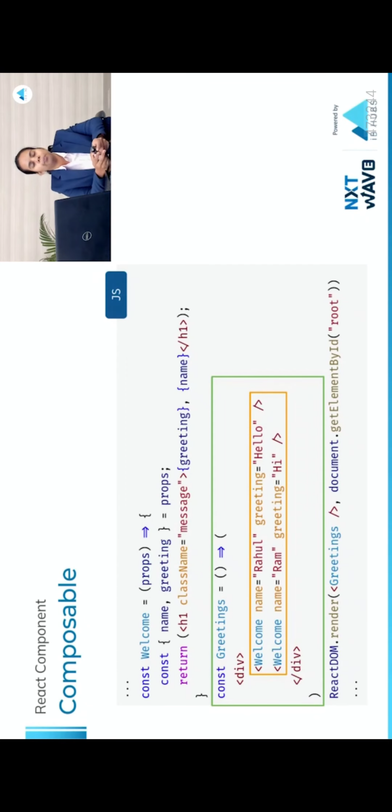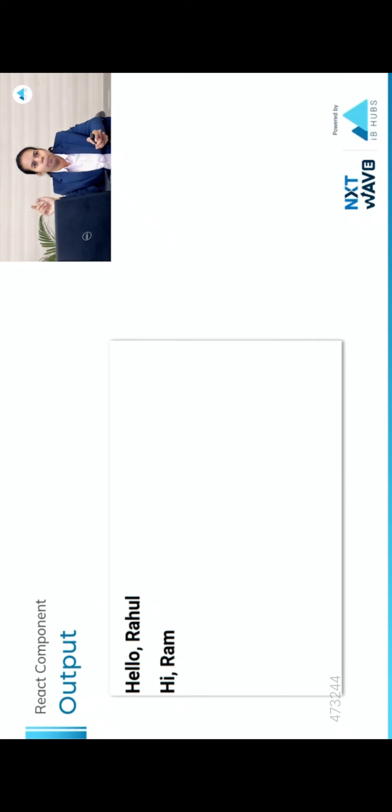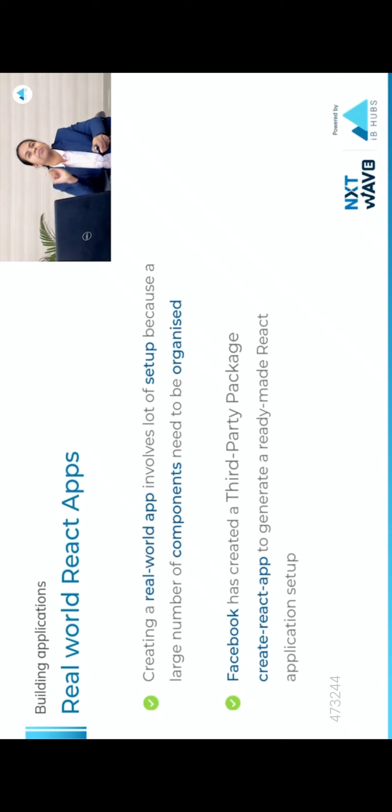So we understood two important concepts related to components. First thing is reusability. These components are a reusable piece of code, and also composability. That is, we can make use of a component in another component, and we have seen this result. Now let's proceed further to creating real world apps, right? When it comes to creating real world apps, generally a lot of setup will be required because we'll be using a large number of components.